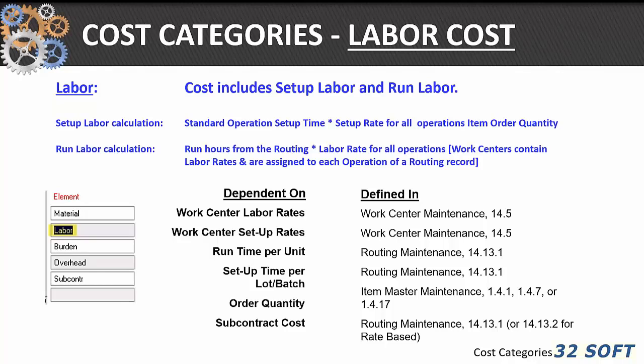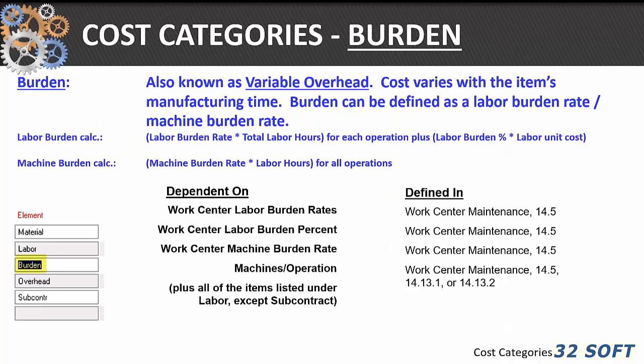Labor is basically set up and run. So you take your setup time times the setup rate and your run times the run rate. That is going to then be rolled up to the labor content of your item.